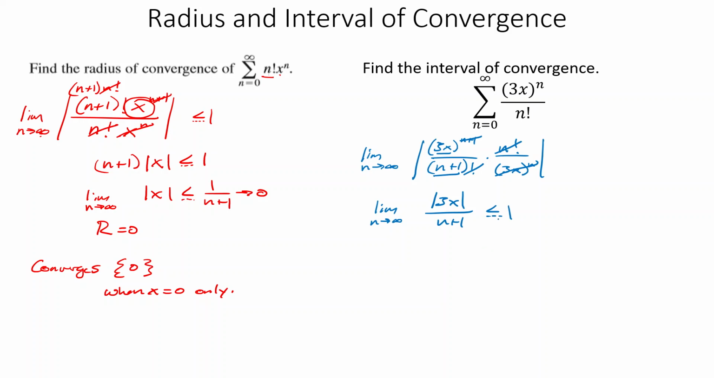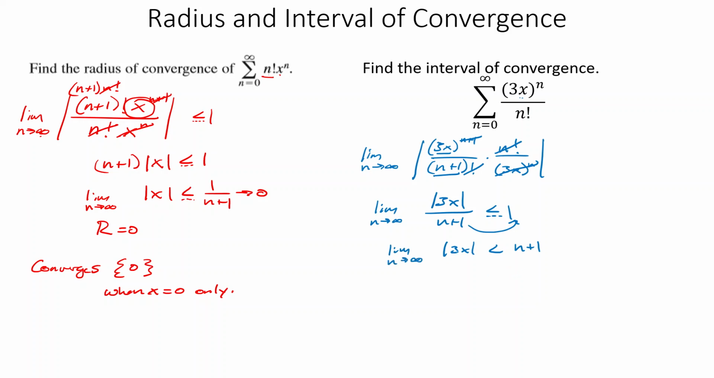Right? And the reason I'm putting this kind of dotted line here is because really it could be equal to, we don't know. If equal to works, then we have to plug it back in here to check for sure. All right, I guess we could say strictly less than and then remember to check what happens at the endpoints afterwards. So if we multiply this guy up, we get the absolute value of 3x is less than n plus 1. And this is, again, the limit as n goes to infinity.